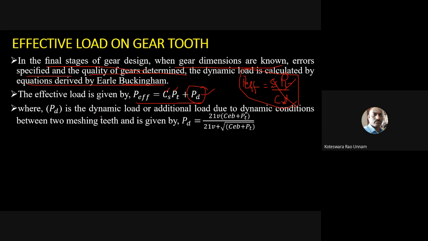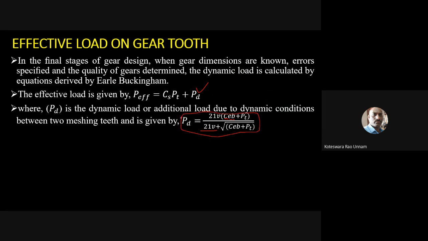So where PD is the dynamic load or additional load due to dynamic conditions between the two meshing teeth, and is given by, so Buckingham has given the equation to calculate this PD. That is nothing but PD is equal to 21 into V into (CEB plus PT) divided by 21 into V plus square root of (CEB plus PT). So no need to remember these formulas. These formulas are available in your data book. So you straight away can use this PD equation. Only thing is you should know this one, but this equation is given in the data book. So no need to remember this.